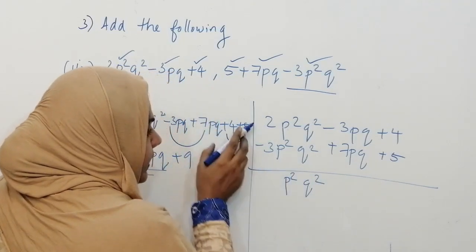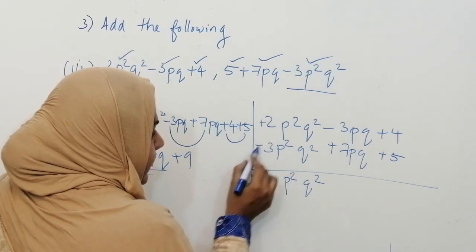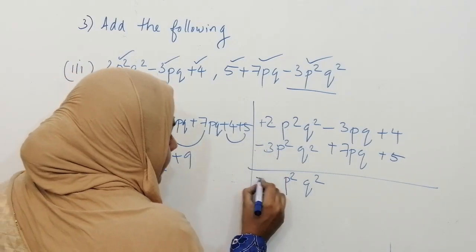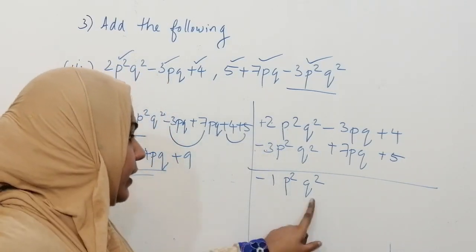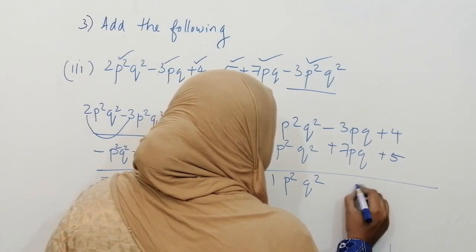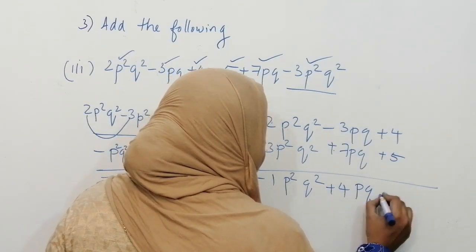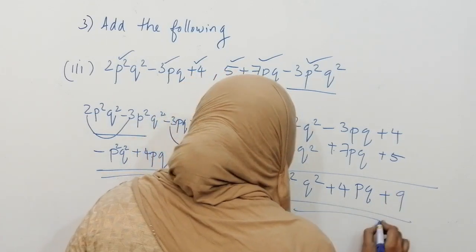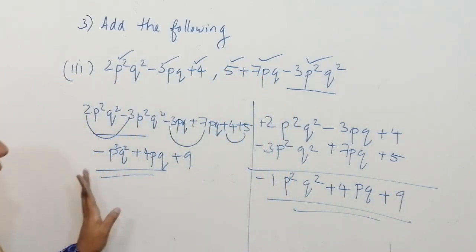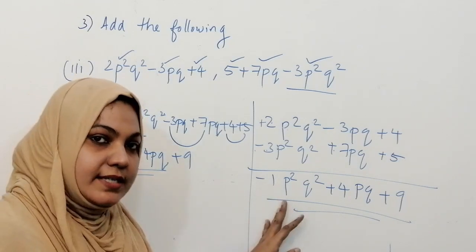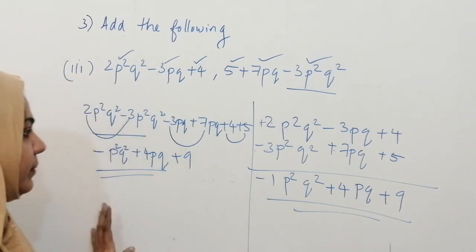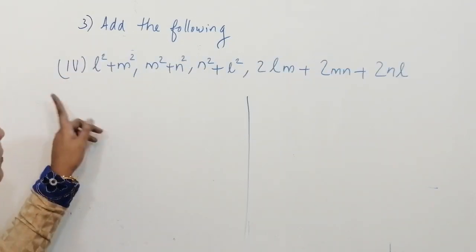So 2 minus 3 means this is plus, this is minus. Subtract and give greater number sign. So minus 1 p square q square. So here also pq, different sign, subtract and give greater number sign. So here this is 9. So you got the same answer here and here. So which one is easy for you, that you can opt from this. So this is our fourth question.